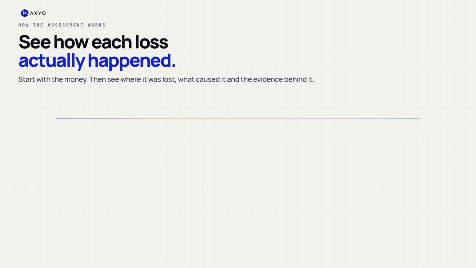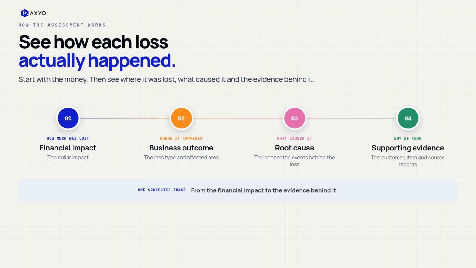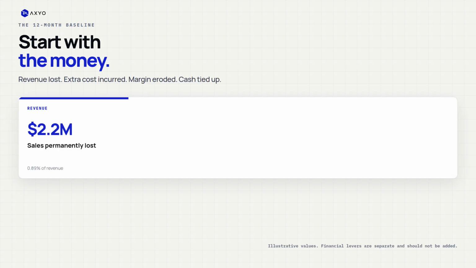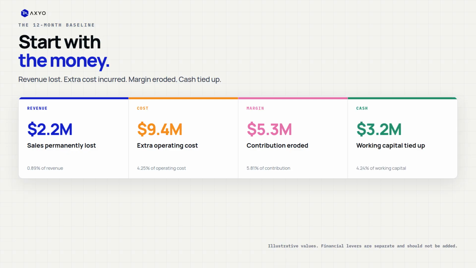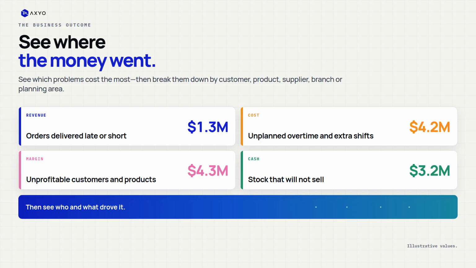Axyo's loss assessment looks back at the last 12 months and answers 4 key questions. How much did you lose? Where did it happen? What caused it? And what evidence supports the answer? We start with the overall summary: how much revenue lost, extra costs incurred, margin eroded, and cash tied up. Different views of the financial impact. Then we show you where that money went, which problems cost the most, and which customers, products, suppliers, branches, or planning areas drove those losses.